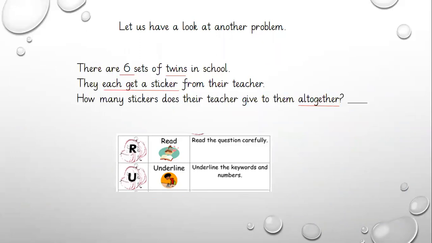Now, I've read the question carefully, and it says underline keywords and numbers. I've underlined 6, but there's only one number in this word problem. Then I've underlined keywords. I've underlined twins, and we're going to talk about that in a second. And then I've underlined each get a sticker, so it reminds me how many we need. And again, I've underlined all together, which is telling me what the sum is asking me to do.